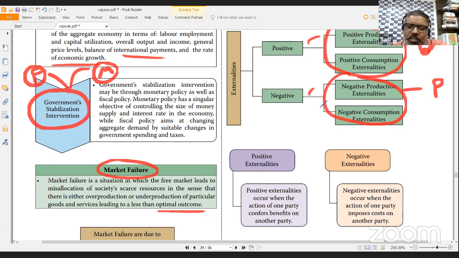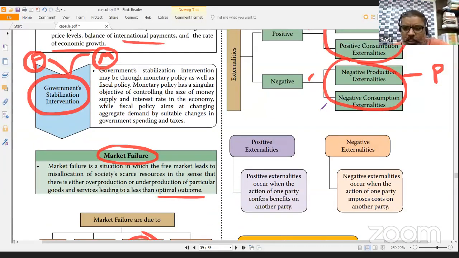So negative production externalities are linked to the production process, which cause definitely bad effects onto others. Who is manufacturing? The thermal power plant. Negative effect is on whom? All the people around that plant. So that is a negative production externality. The biggest, most classic example of that is pollution.